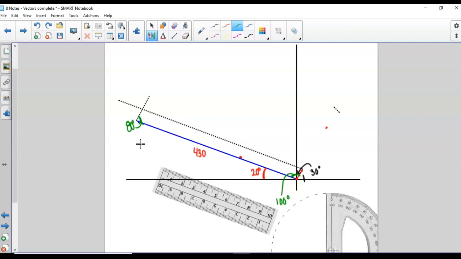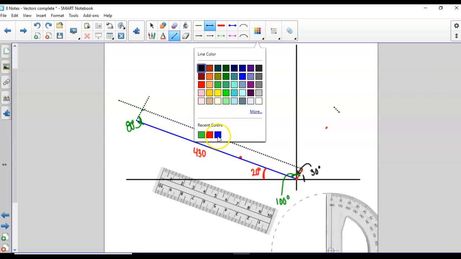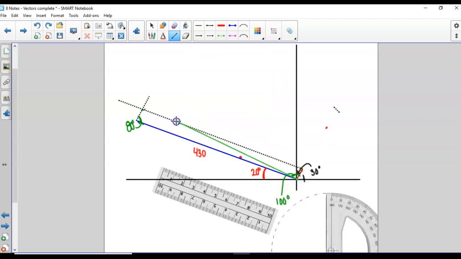And I like to do that, and you could also, if you wanted, go ahead and label this angle right here 100, this one right here 80. I like to do that before I do the resultant vector, because once I draw the resultant vector, what color have I not used? Green. Okay. It splits those angles and it confuses me further.